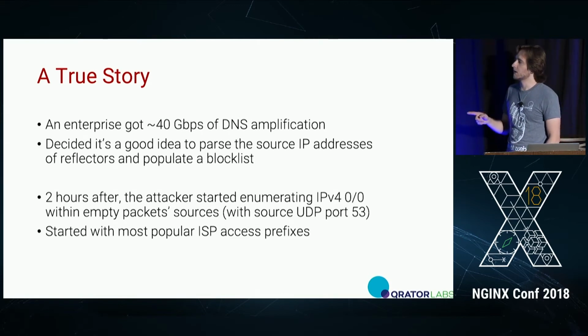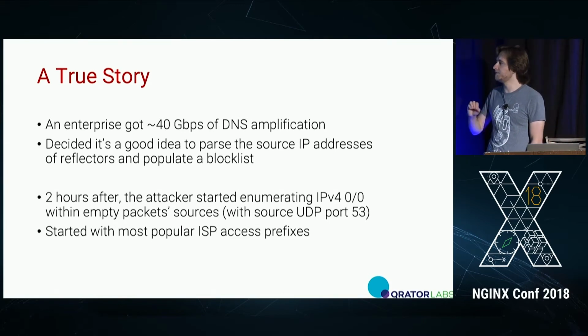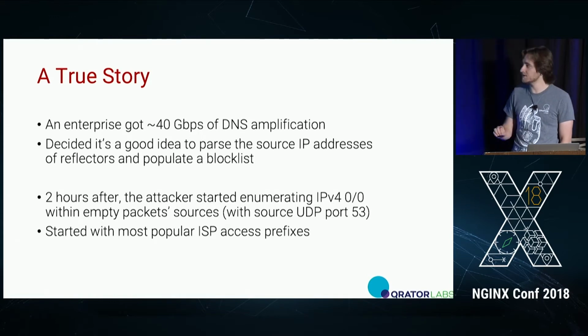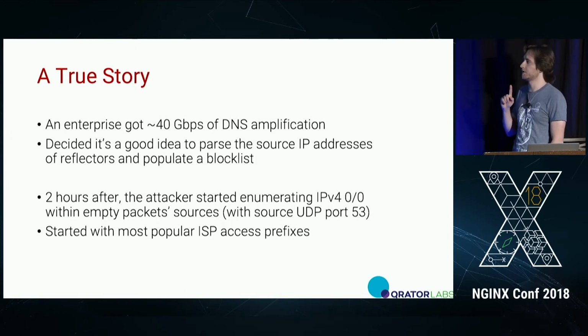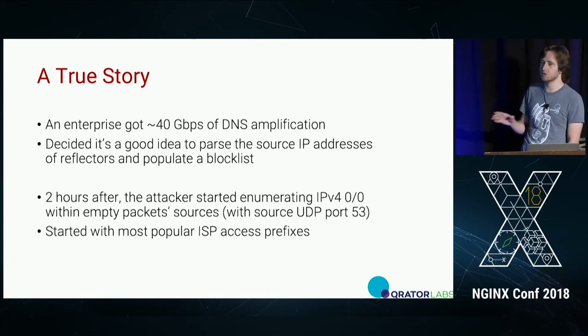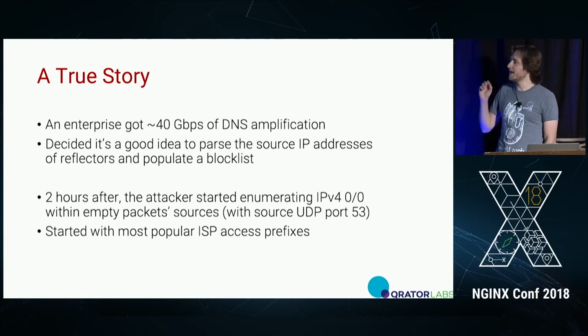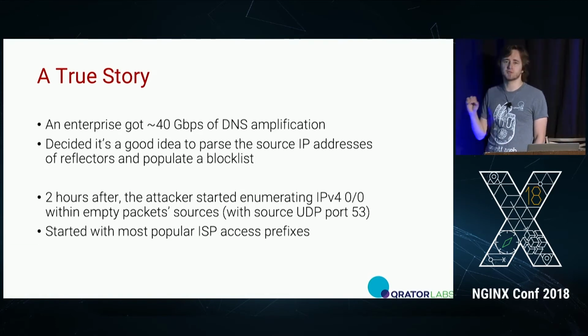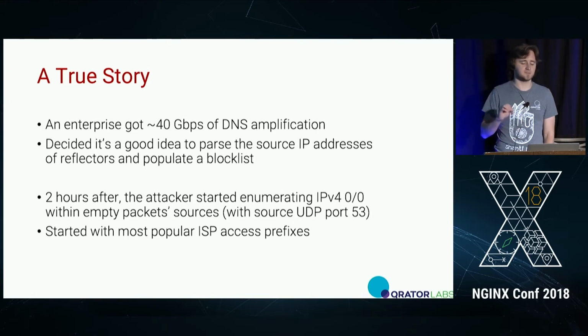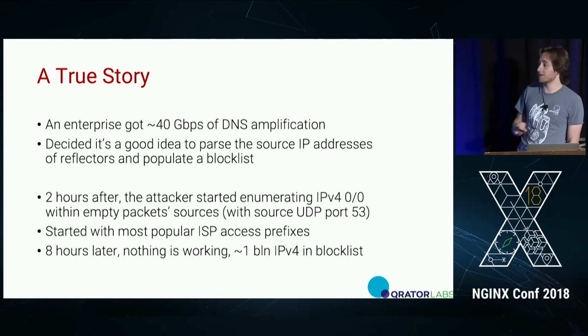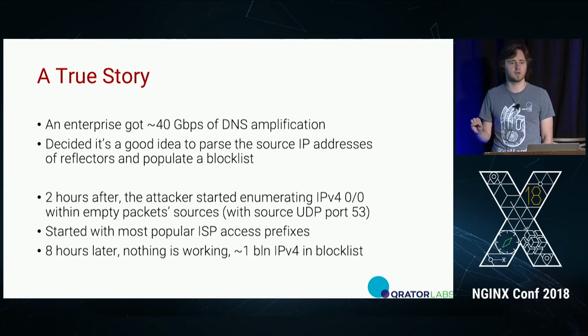Within 2 hours, the attacker started enumerating the whole IPv4 address space of the internet, which is about 3 billion IP addresses, not including private networks, with empty packet sources coming from UDP port 53. The attacker started with the most popular ISP access prefixes in that country. And 8 hours later, nothing is working, there are 1 billion IPv4 addresses in the block list, and all the Juniper equipment they were using is completely unresponsive.